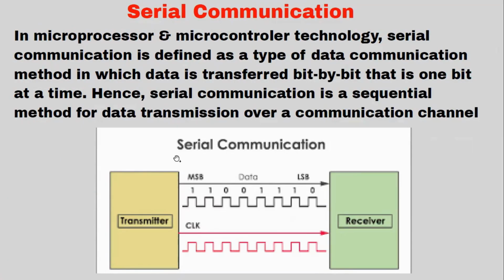It takes place over a communication channel. Any communication channel, there can be two or three different communication channels. You can see here the transmitter, the receiver, and serial communication. How does it take place? That is 1s and 0s. How it is sent, the same way the clock pulse is also sent. Okay, so we'll come to the next slide.